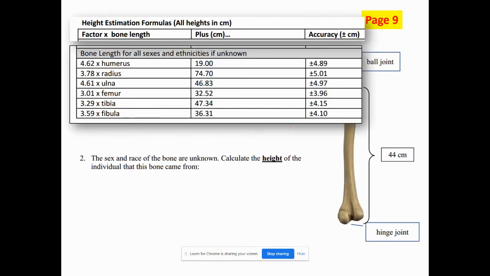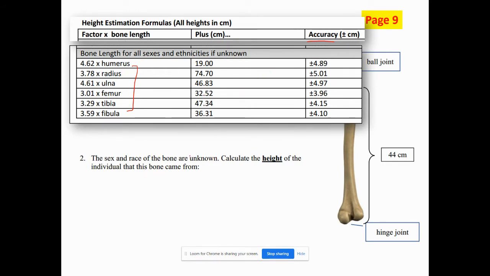Okay, now we're going to take that information and use it on the next problem. The race and sex of the bone are unknown. Calculate the height of the person that the bone came from. This is where we use page 9. Let's look at the heading at the top of page 9. Here's the general formula. We take a certain number, that's the factor. We multiply it by the length of the bone, depending on which bone it is. There are different formulas here, okay? Different formulas for different bones. Then we add this number to it. That gives us the person's height, and there is a certain accuracy, plus or minus a certain measurement of centimeters. And everything here is in centimeters.